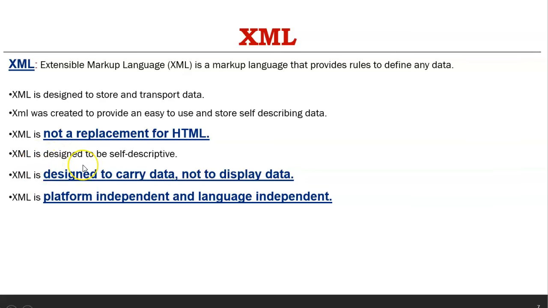XML is designed to be self-descriptive. XML is designed to carry data, not to display data. It is not a UI display. So XML data is not user-friendly readable data. It is just to carry the data. It is platform independent and language independent. So it can run on any OS, any language, any version of those resources or servers. That is the advantage of XML.